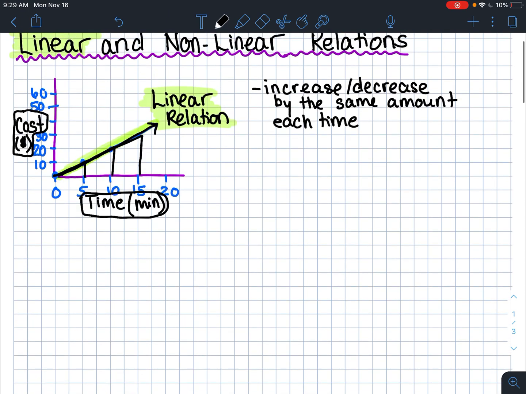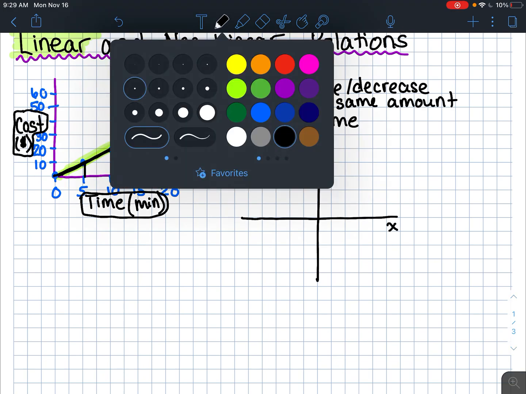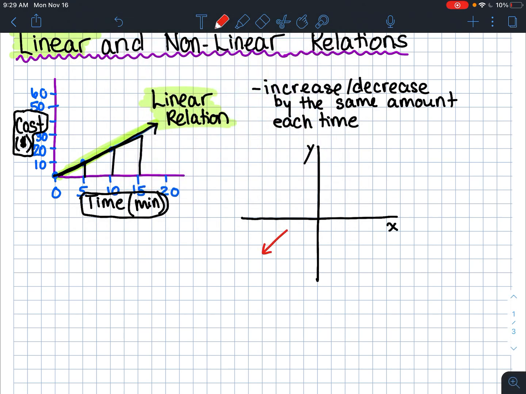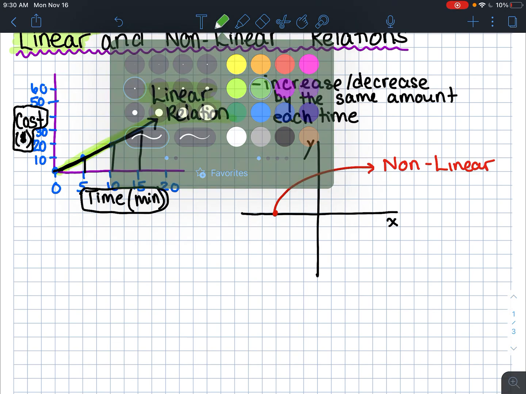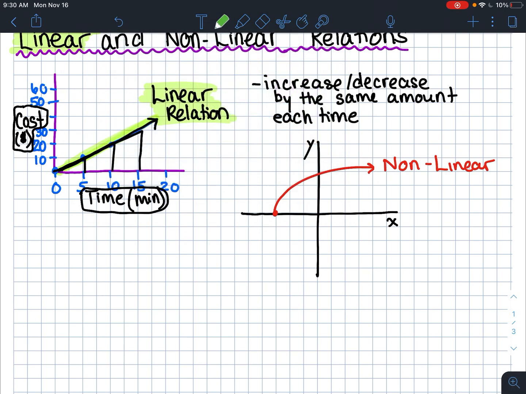So in a graph, it's really easy to know if a relationship is linear, because if this is your graph, to know if a relationship is linear, it just has to make a straight line. For something to be nonlinear, as long as it's not a straight line, that would be nonlinear. I'll just do another color. This graph would be nonlinear.